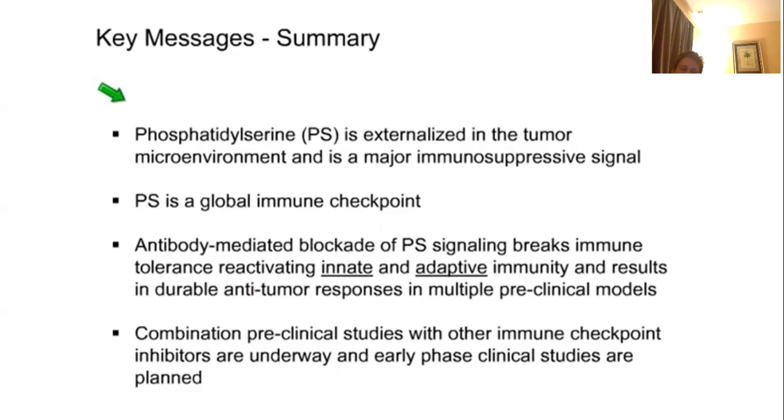So PS is, yes, a global immune checkpoint. It's an upstream one. And antibody-mediated blockade of PS signaling will break the immune tolerance to the tumor and reactivate the immune system to kill the tumor. But it can also break the immune tolerance to your self-antigens and induce autoimmune diseases. That's the reason we need those antibodies to get into the tumor, not go everywhere, and using nanotechnology is one way of doing that.